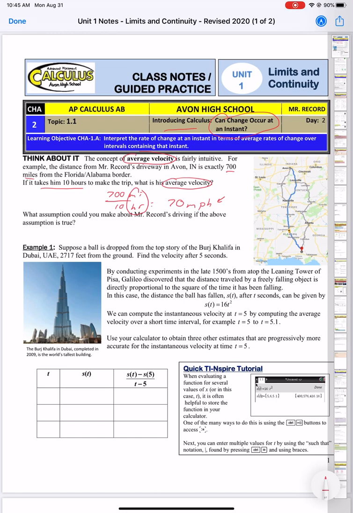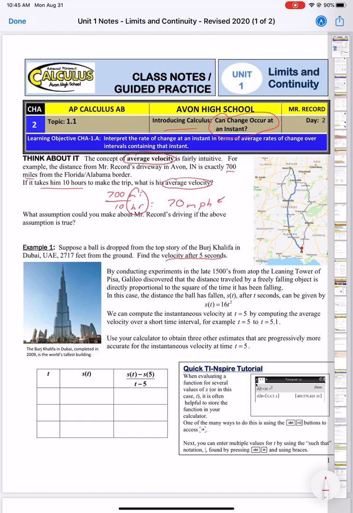So in example 1, it says, suppose a ball is dropped from the top story of the Burj Khalifa in Dubai, 2,717 feet from the ground. That is the tallest building in the world. We're going to drop a ball from the top story, and we want to know its velocity after 5 seconds. Because its velocity isn't going to be the same the whole way down. Gravity is going to keep pushing it, so it's going to be speeding up as it falls. It's going to be going faster after 5 seconds than it was after 2 seconds, and then faster after 7 seconds than it was after 5 seconds. So we're trying to find just its instantaneous velocity, the exact instant 5 seconds after it's dropped. How fast is that ball moving?